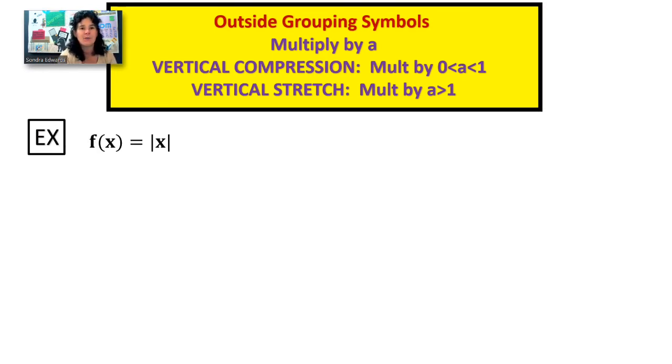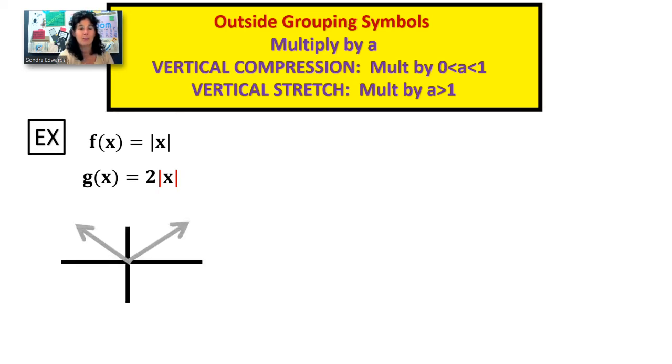Here is f of x equals absolute value of x. And then we have another function. The only difference between f of x and g of x is g of x is 2 times absolute value of x. If I want to graph g of x, I would start by graphing the parent function, absolute value of x, and then because we're multiplying by 2, it's going to be a vertical stretch by a factor of 2.